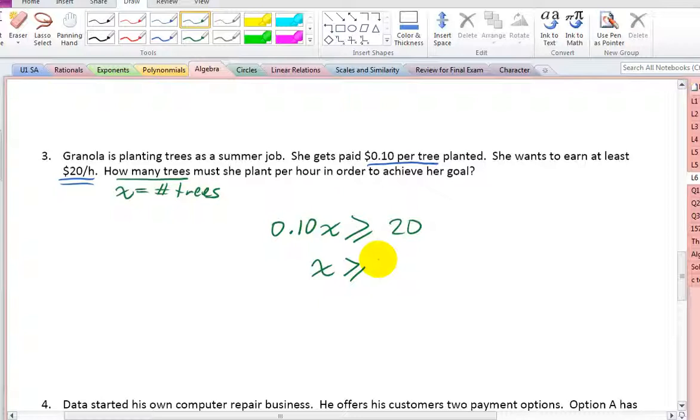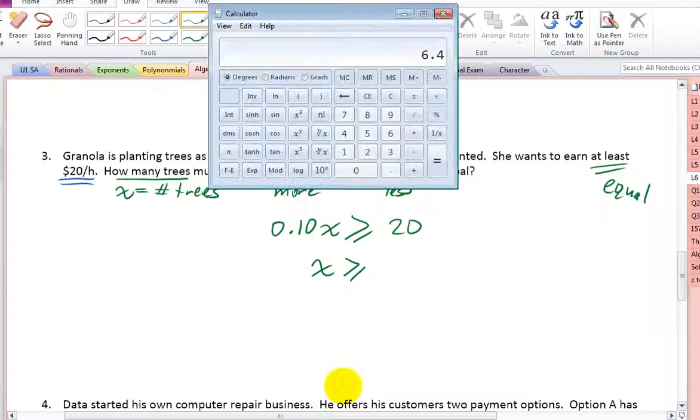Yeah, the at least part, that tells you that you have to have the equal to part. She doesn't mind making more, she just doesn't want to make less. So she wants this one to be more and this one to be less, right? Because she wants to plant trees like crazy and make a lot of money. Okay? Good. So figure out what the answer is.